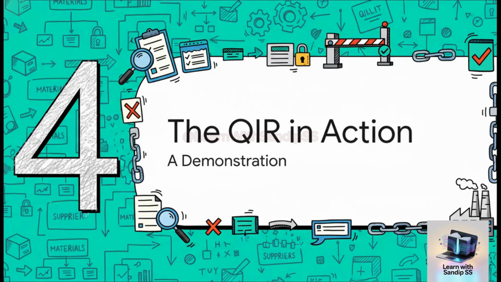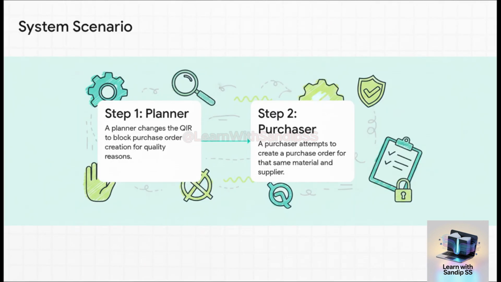Okay, enough theory. That all sounds great, but let's see how this actually plays out in the system. We're going to walk through a really simple, practical example of the QIR in action. So here's the scene. Step 1, a quality planner goes into the QIR and flips on that blocking function we just talked about. They specifically block the creation of any new purchase orders. Then, step 2, a buyer who has no idea this just happened goes about their day and tries to create a PO for that exact same item from that exact same supplier.